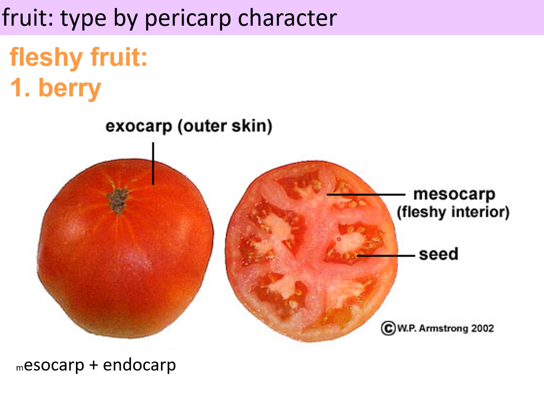And this will show you an example of the berry. It is tomato. The exocarp, or ectocarp, is the outer skin or the peel of the fruit. The mesocarp and the endocarp are few and they cannot be separated, and they are all juicy. This is the meaning of berry.